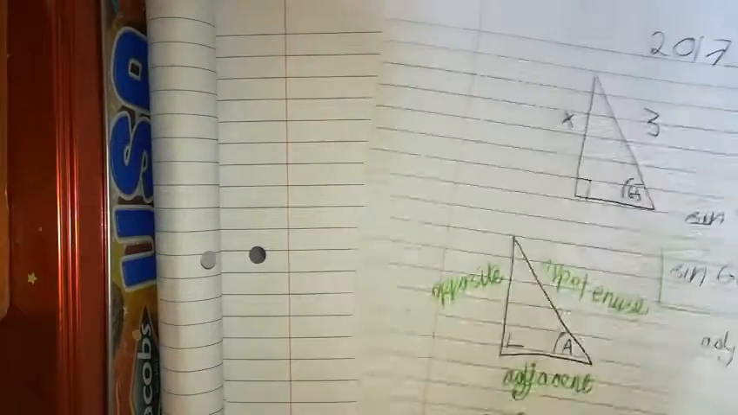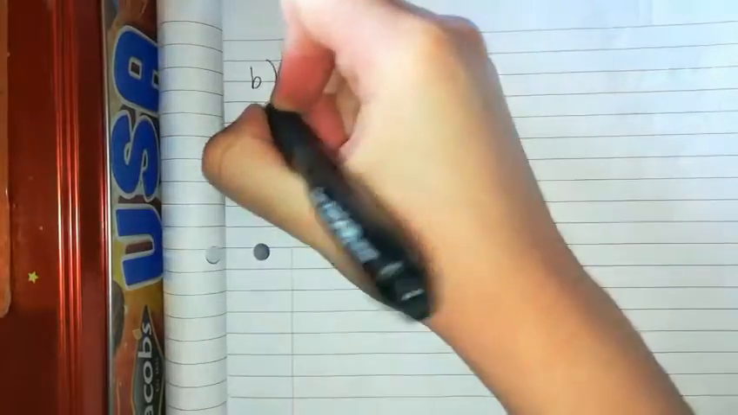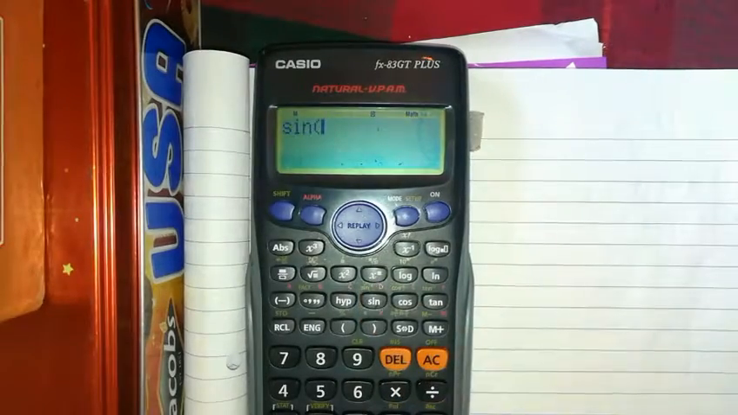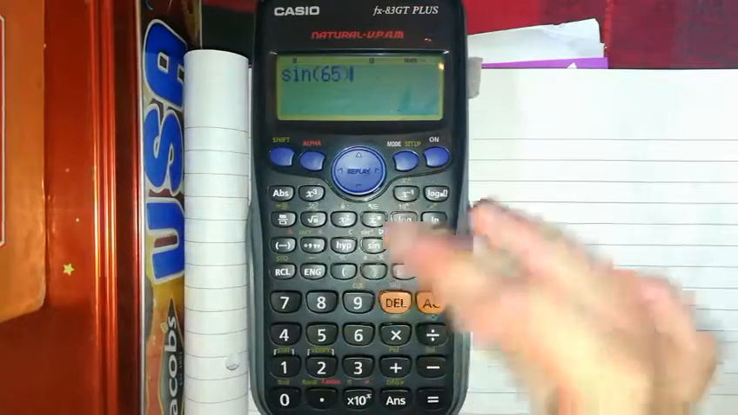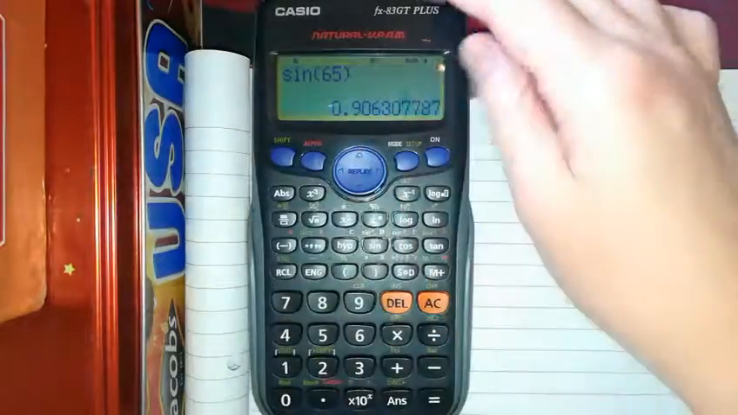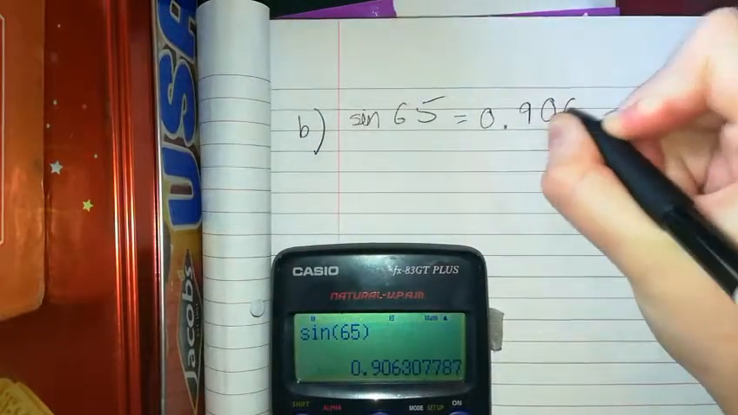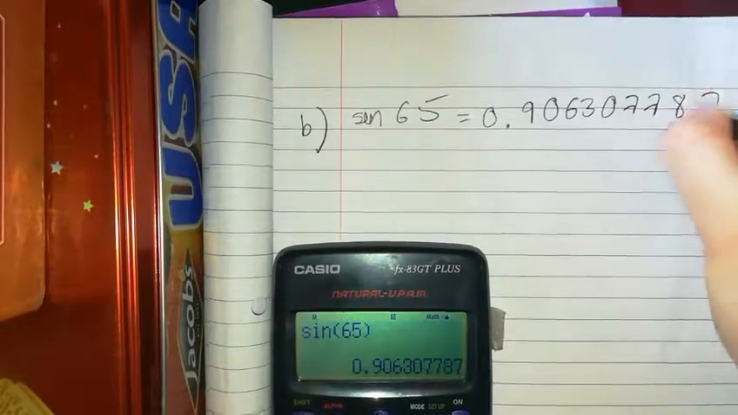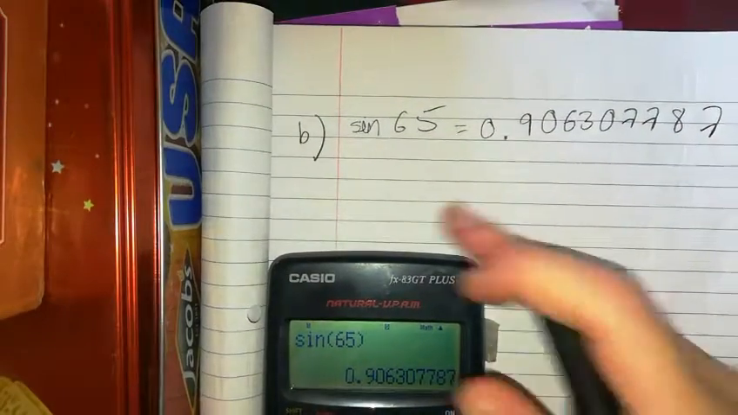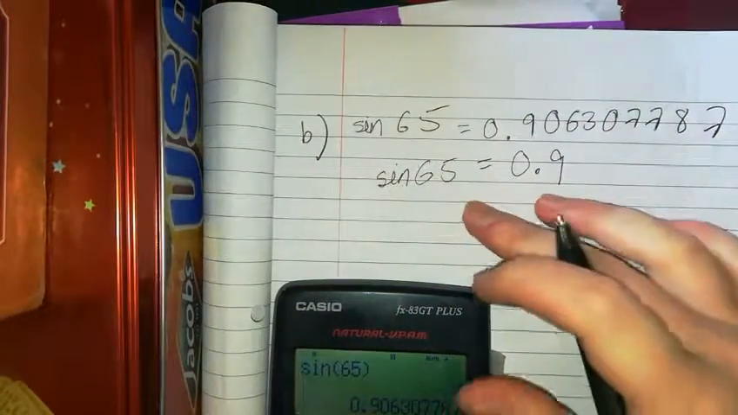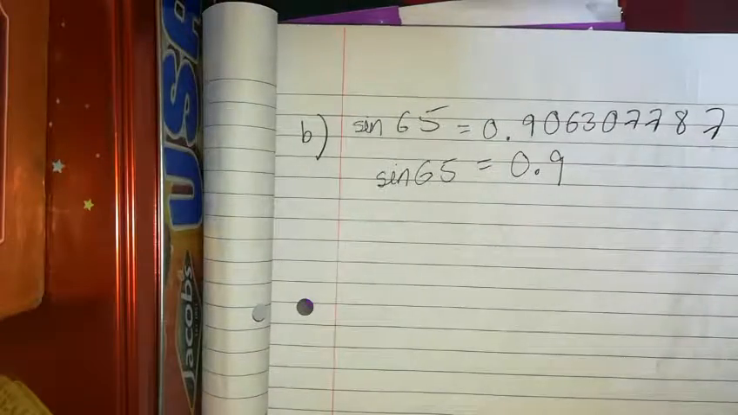Then in part B, we are asked to use our calculator to find the value of sin 65, and give the answer correct to one decimal place. On the calculator, the first button I press is the sin button, then I press 65, and close the bracket. I get a really long number, 0.906307787. But they ask correct to one decimal place, so I'm going to correct that. Sin 65 is equal to 0.9. It's not unusual to get a very long decimal number when we're dealing with sin, cos and tan.